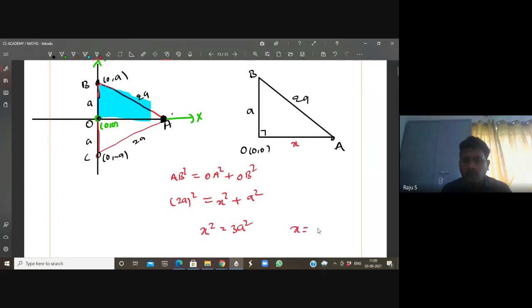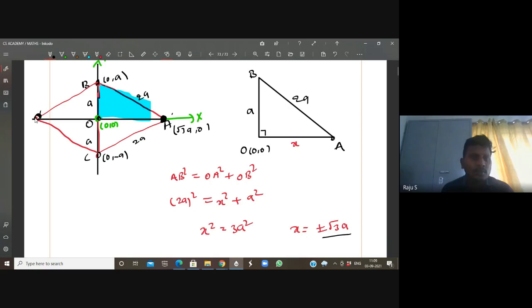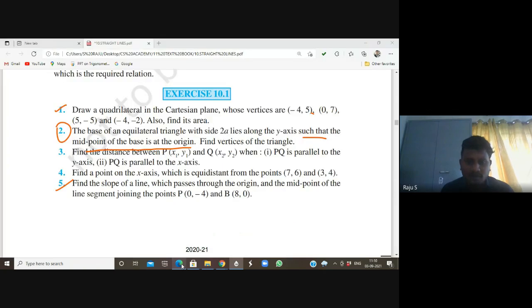So x is equal to plus or minus root 3a. Got it? X is equal to plus or minus root 3a means the equilateral triangle may be on the left side of the y-axis or on the right side of the y-axis. It may be either side. I may take it like this on the left side of the y-axis, it is also an equilateral triangle. The base must lie on the y-axis. So what are the points here? Root 3a comma 0, and minus root 3a comma 0. That's it, these are the vertices.